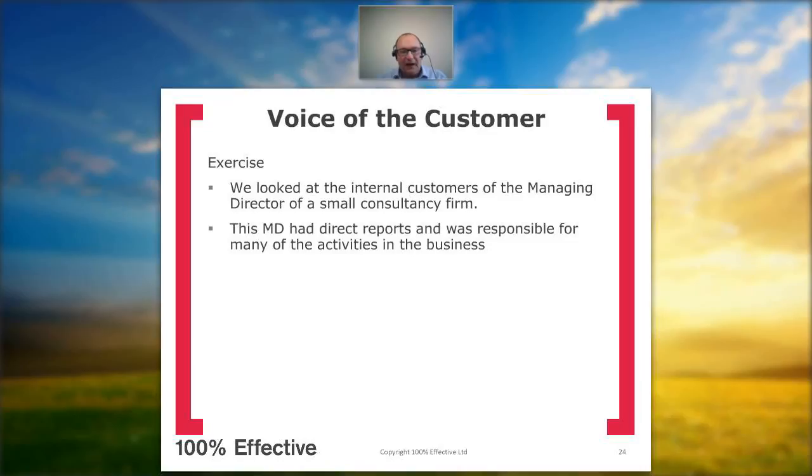In order to explain this a little bit better, I thought we'd do a little exercise. So I looked at myself and thought, who's my customer? What's important to my internal customers? What can we do? And we ran a little exercise which might be of interest to you.